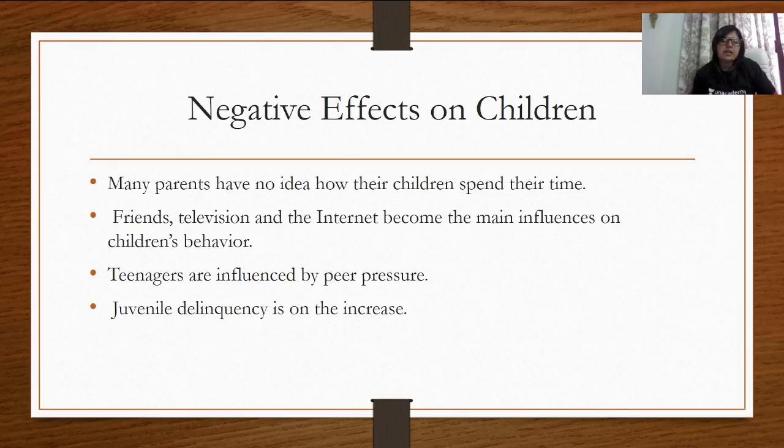Alright, juvenile delinquency is on the rise. Juvenile delinquency is that these days more children are into crime or into criminal activities. Right, as parents do not have time to spend with their children, due to which it is considered that there is an increase in juvenile delinquency.